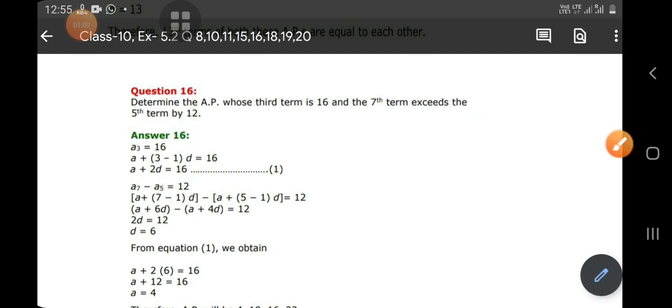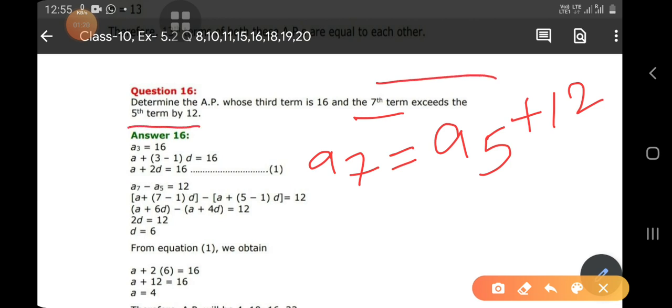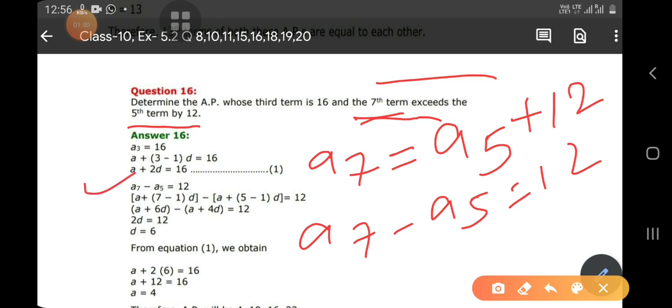Now the second condition, that is the seventh term. It means a7 exceeds, which means more than, the fifth term by 12. a7 is equal to a5 plus 12. Clear? It says the seventh term exceeds the fifth term by 12, meaning the a7 term will be 12 more than the fifth term. So the equation will look like this. Now if I transpose a5 from right to left, then I will get a7 minus a5 is equal to 12. Clear? So I have written it here using these things.